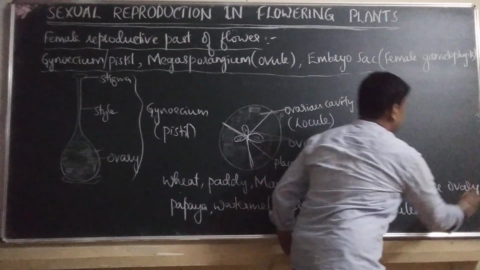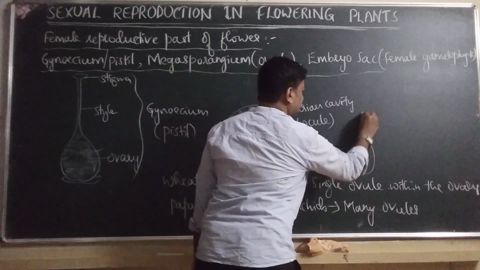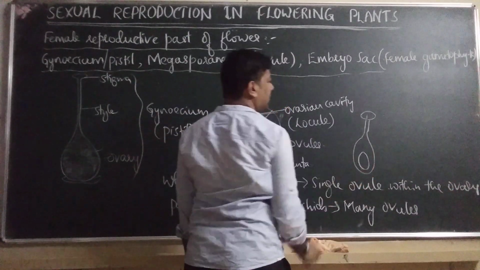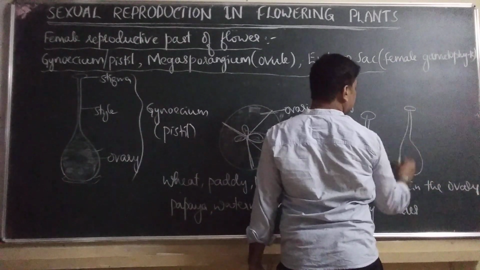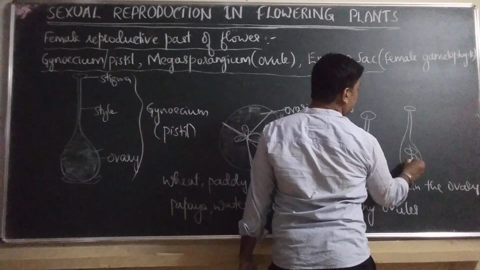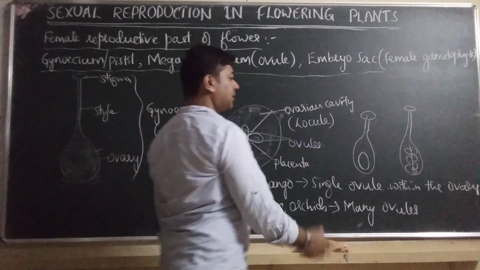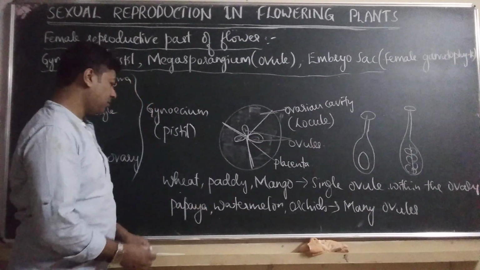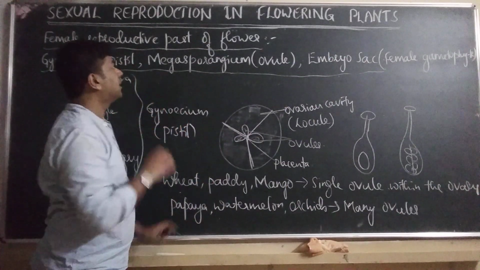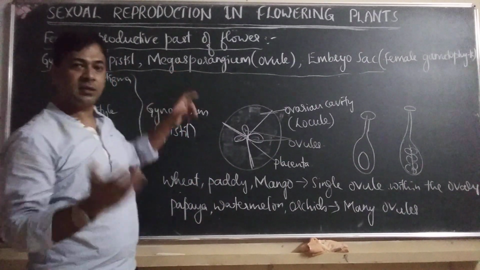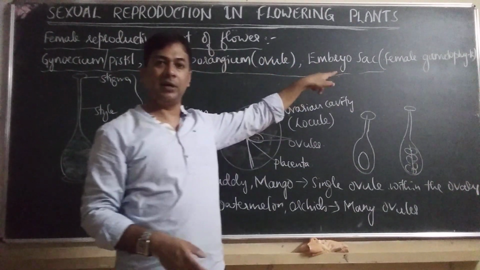A single ovary contains a single ovule like this. Suppose this is the ovary, and it contains a single ovule. If the ovary contains many ovules like this, see 1, 2, 3, 4, 5, 6, 7, 8 like that, then it is the case of papaya, watermelon and orchids. In the next class we will continue learning the internal structure of the cross section of the ovule. Within the ovule there will be the embryo sac, and within the embryo sac, the megaspore.